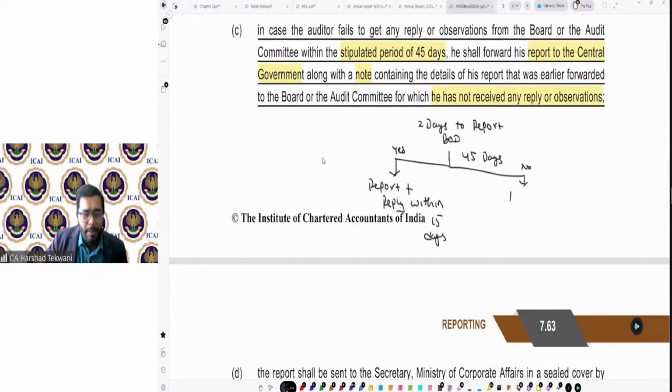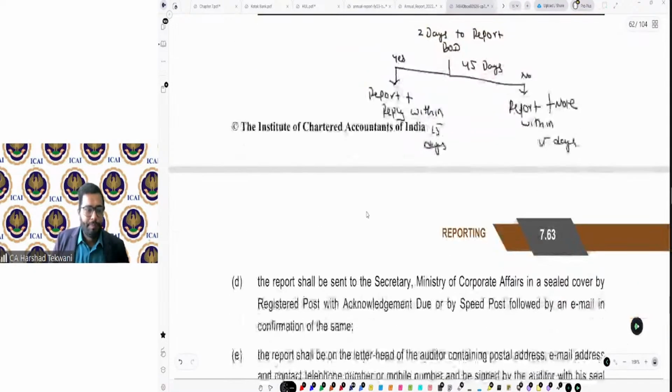If I don't get the reply, report plus note, again within 15 days, to the central government.